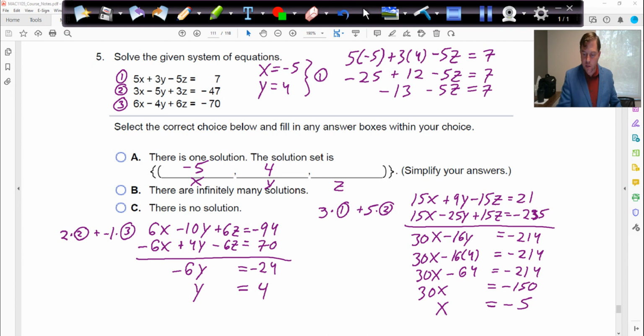Add 13 to both sides. Minus 5z equals 20. Divide both sides by negative 5. Z is negative 4. Okay, and we were able to get the ordered triple.